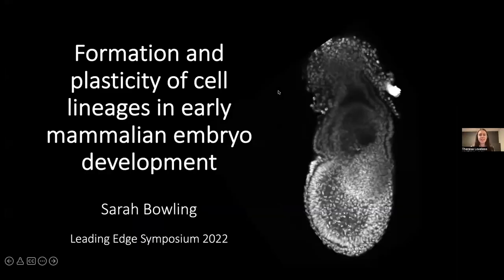Next, I'm very excited to hear from Sarah Bulling, who is a postdoctoral fellow at Boston Children's Hospital. During her PhD at Imperial College London, Dr. Bulling studied the role of cell competition in early mouse development. Now, she's developed a really fantastic mouse line in which the lineage of each cell can be traced with high resolution and accuracy. She has and will continue to use this line and future iterations of it to address really fundamental questions in developmental biology. Today, she will tell us about, among other things, the formation and plasticity of cell lineages in early mammalian embryo development.